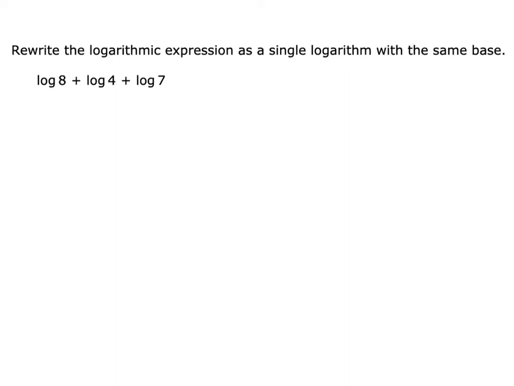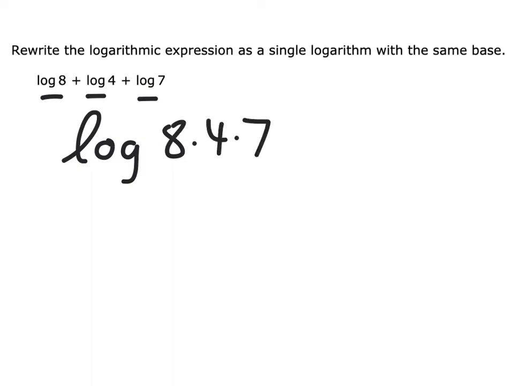In this example, it says rewrite the logarithmic expression as a single logarithm with the same base. Notice that all of these logs already have the same base. The base is 10 whenever the logarithm is not showing its base. That's called the common logarithm. But when you have the same base on all of your logs like this, you can use that product rule backwards, and instead of expanding, you can pull these together into a single logarithm of the product. So you just have to imagine that the reason these three things are all being added together could be that it came from the log of 8 times 4 times 7.